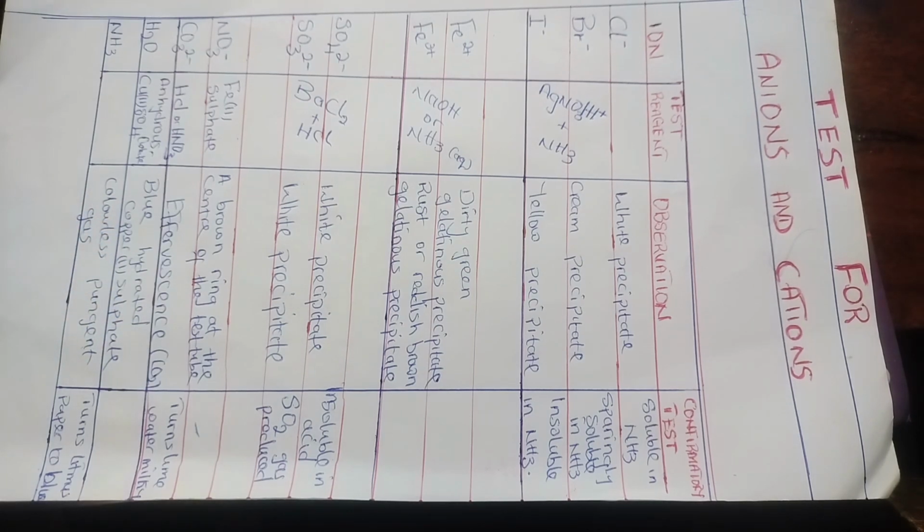Ammonia is a colorless pungent gas that turns moist litmus paper blue. If it turns litmus paper blue, it is a base. Characteristics of bases: they turn moist litmus paper blue. Characteristics of acids: they turn moist litmus paper red.